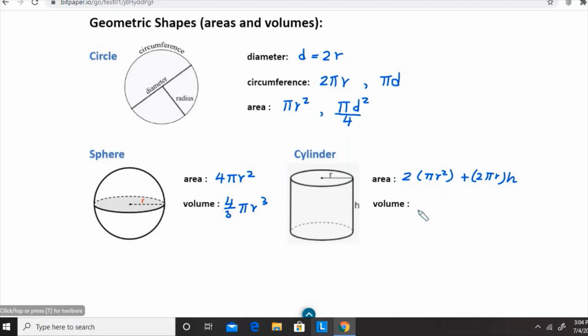Now the volume of a cylinder is simply the area of the circle multiplied by the height. So that is pi r squared times h. This gives you the volume of the cylinder. So these are some of the important geometric shapes that you need to know, especially how to find the area, how to find the volume of these geometric objects. And that's, again, as I told you, will be important in this course.